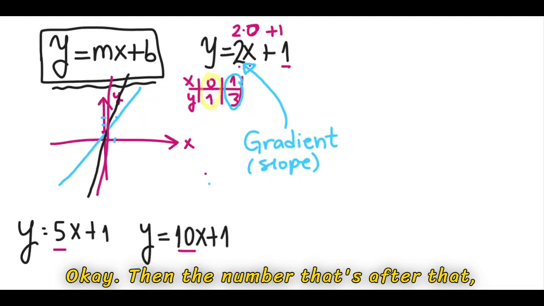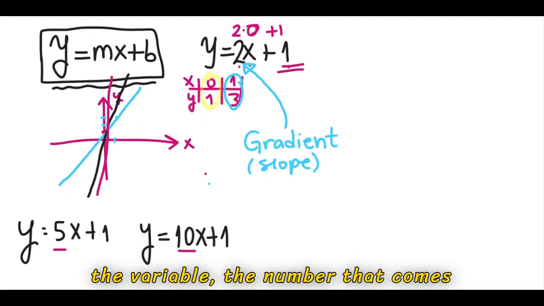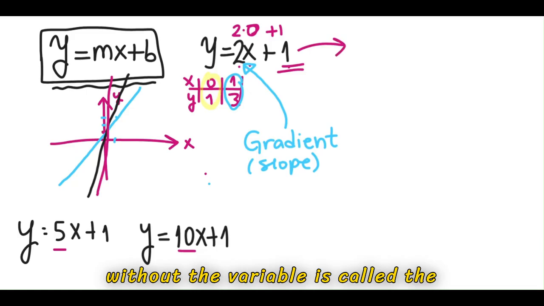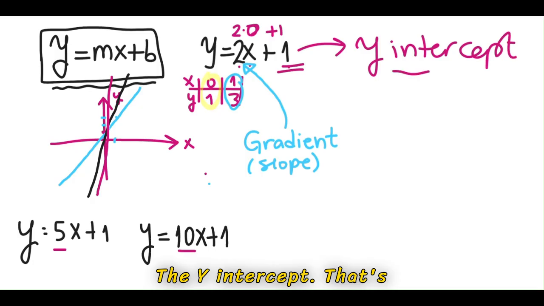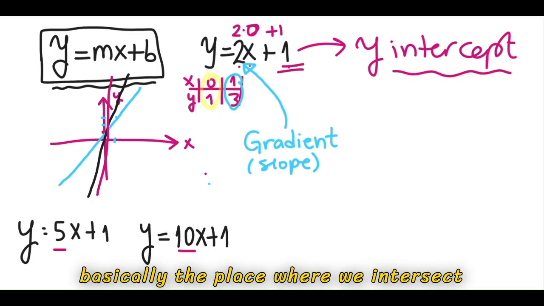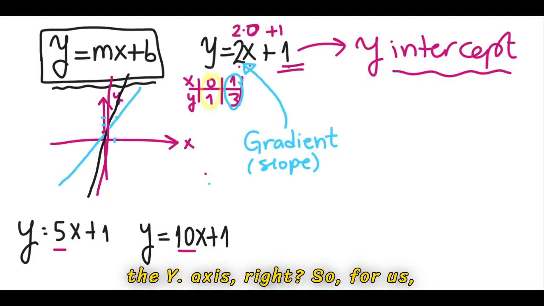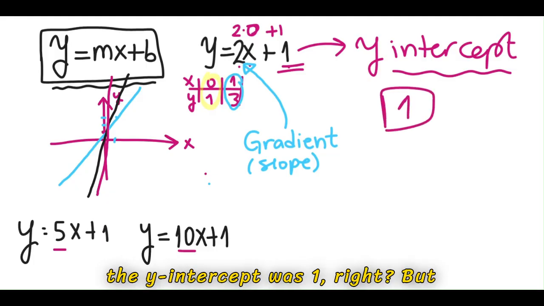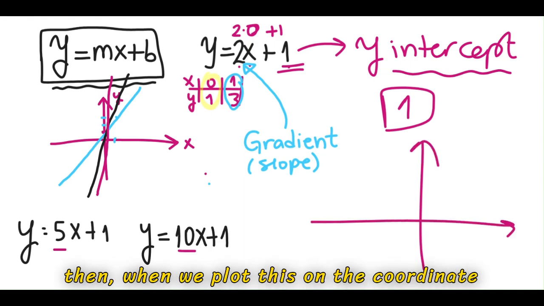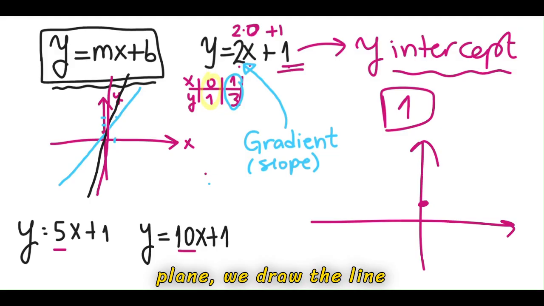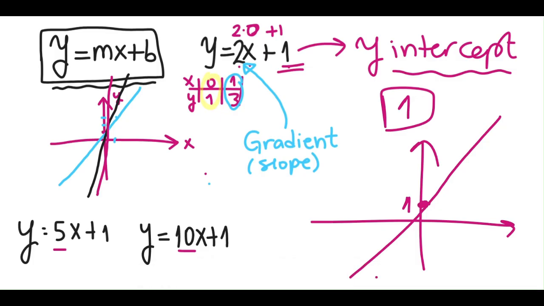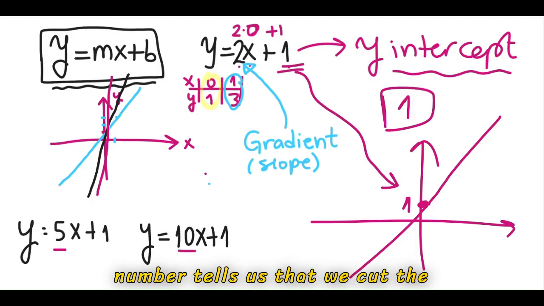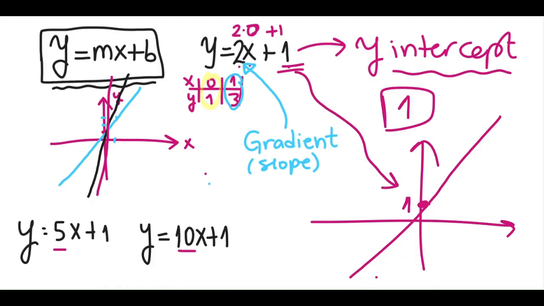Okay? Then the number that comes without the variable is called the y-intercept. That's basically the place where we intersect the y-axis, right? So for us, the y-intercept was 1, right? When we plot this on the coordinate plane, we draw the line that passes through point 1 on the y-axis. So this number tells us that we cut the y-axis at point 1.